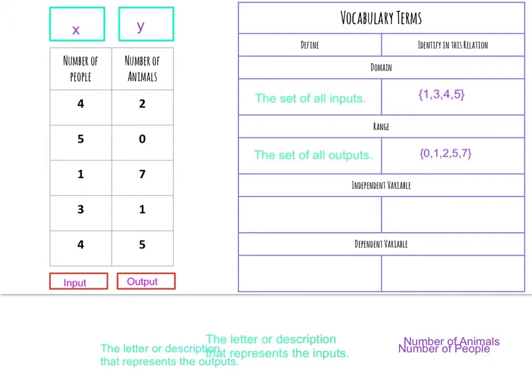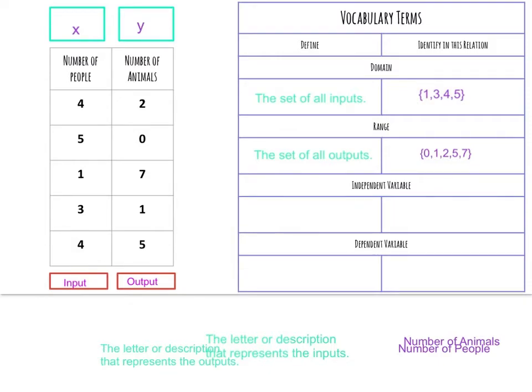So that's how we would describe all of the numbers, but what if we're talking about the words, like the number of people and the number of animals? We have titles for those. We talk about the independent variable. The independent variable is the x, or the domain, or the input. Those all mean, or are talking about, the same thing.